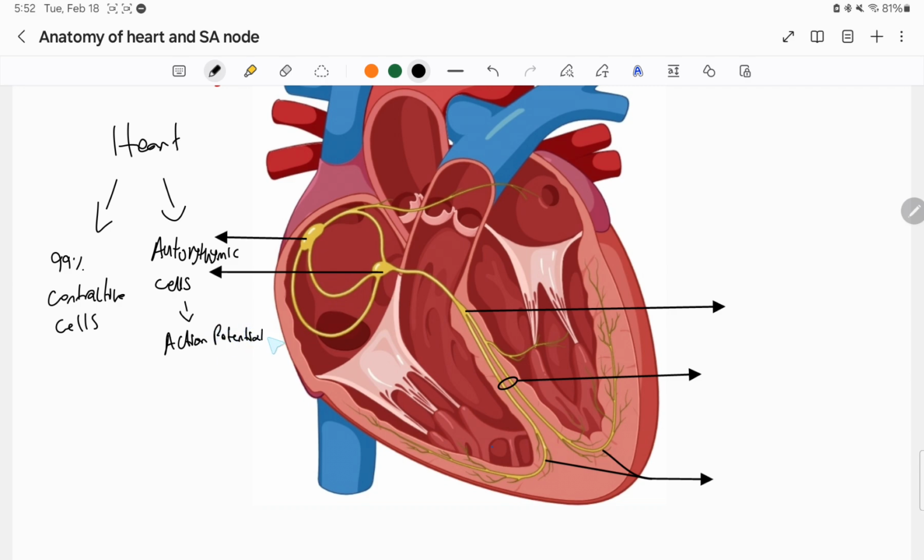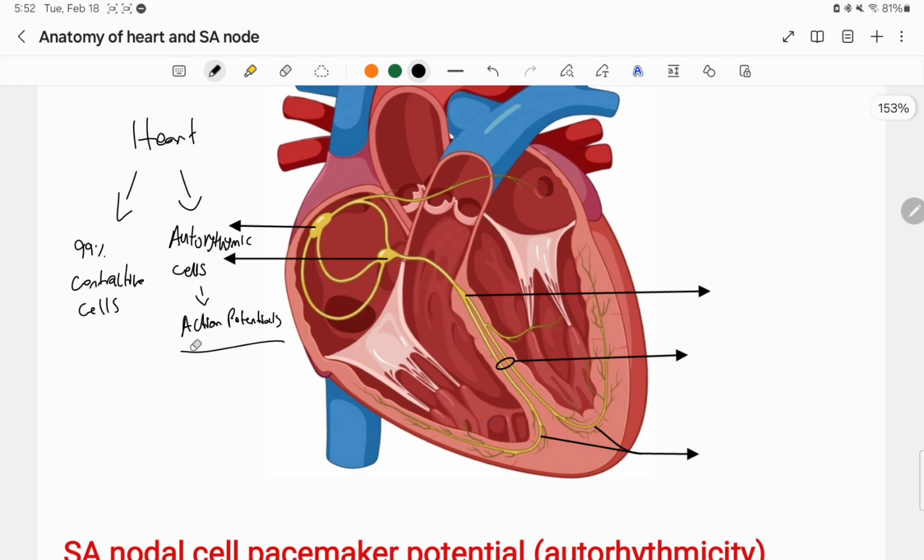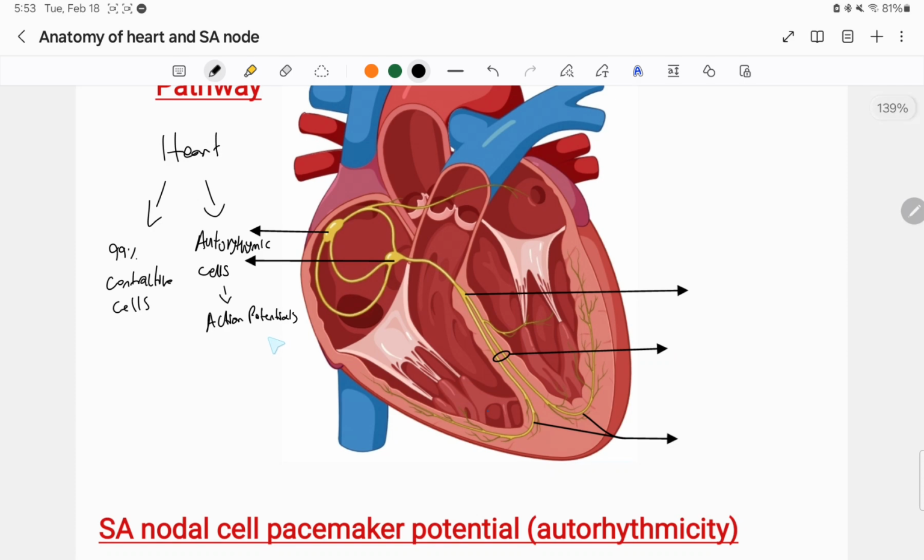And what do you know about action potentials? If you need a review, go back and watch my neuro video on this stuff. But action potentials are just a giant non-decremental wave of depolarization that will excite any excitable cell, like a neuron or a muscle cell. So what do these autorhythmic cells do? As we're about to see, they're embedded alongside the actual cardiac myocyte, the contractile cell, and they have the ability to create action potentials.